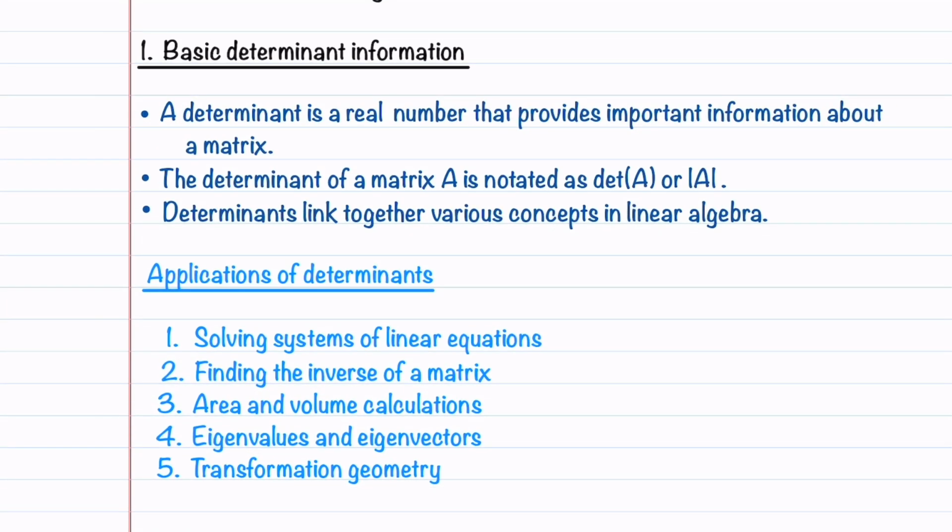Let's begin with some real quick but very important basic information about determinants. A determinant is a real number. It provides important information about a matrix. The determinant of a matrix A is notated as det of A, or A with straight lines on the left and right sides. Determinants link together various concepts in linear algebra. Determinants are used widely in applications, and I've listed a few of them here.